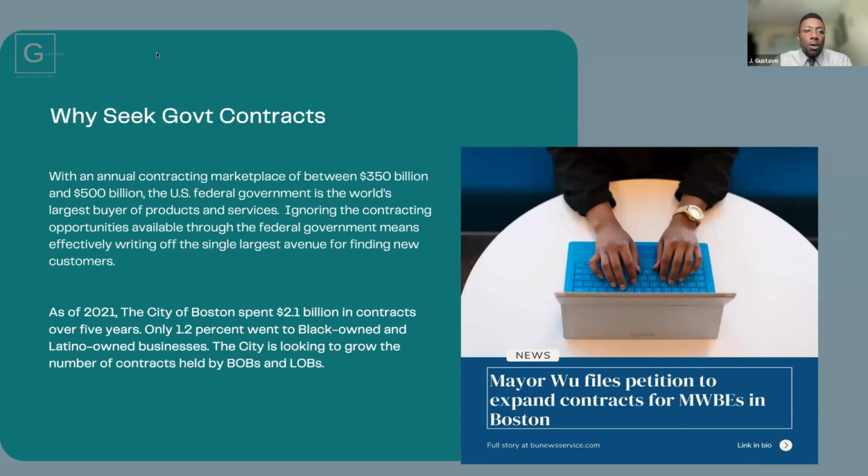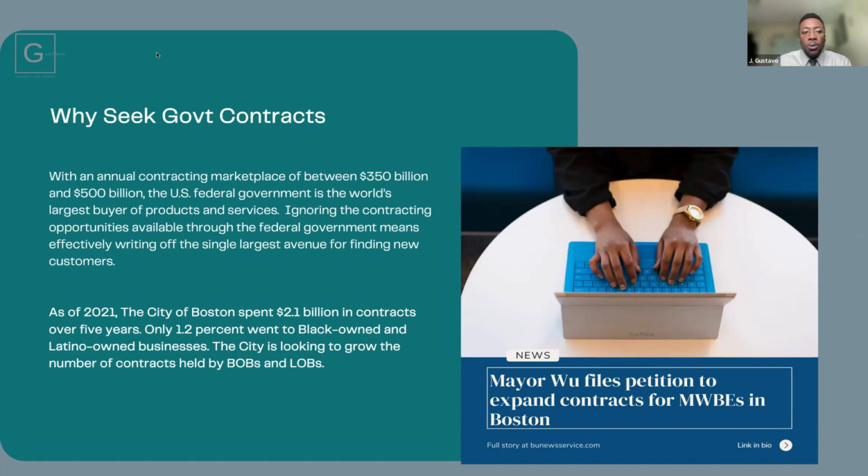So why seek government contracts? With an annual contract, and this is actually the first paragraph, it's talking about the federal and not the local government. With an annual contracted marketplace between $350 billion and $500 billion, the U.S. Federal Reserve is the world's largest buyer of products and services.